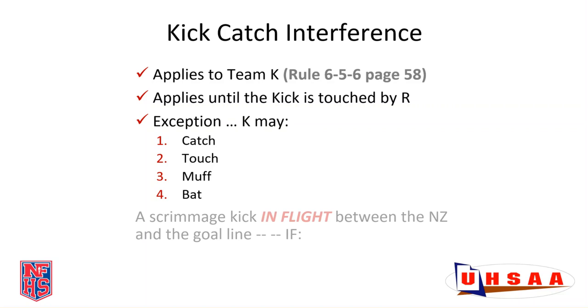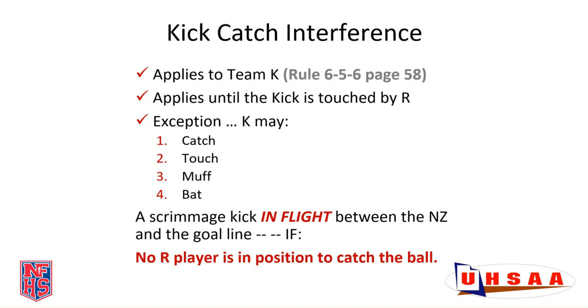The exception: K may catch, touch, muff, or bat a scrimmage kick in flight beyond the neutral zone and the goal line if no R player is in position to catch the ball. This is different than a free kick. A scrimmage kick may be caught, touched, muffed, or batted by Team K as long as no R player is in position to catch the ball.